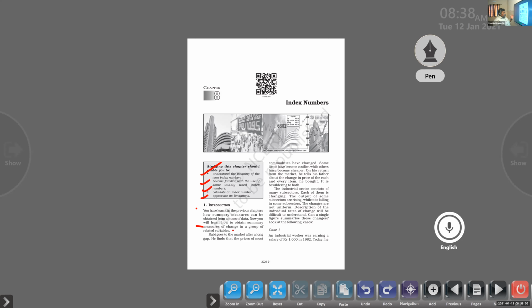Example: Rabi goes to the market after a long gap. This is just a case study. He finds that the prices of most commodities have changed in the market. Some items have become costlier. The price of some items increased, while others have become cheaper. The price decreased. On his return from the market, he tells his father about the change in price of each and every item he bought from the market. It is bewildering, surprising to both of them, the father and the son.